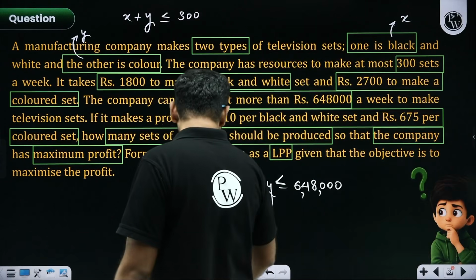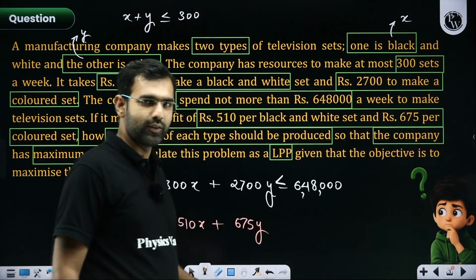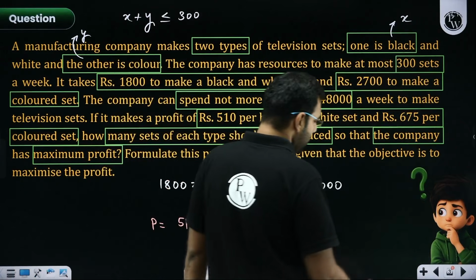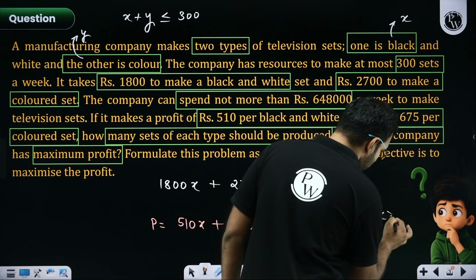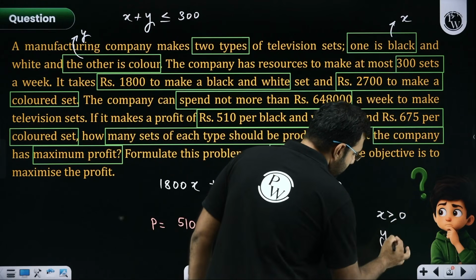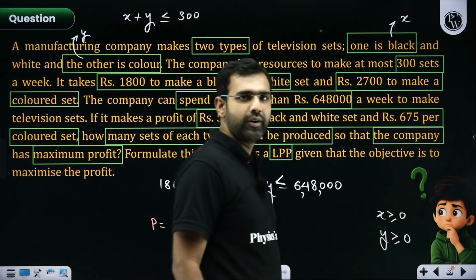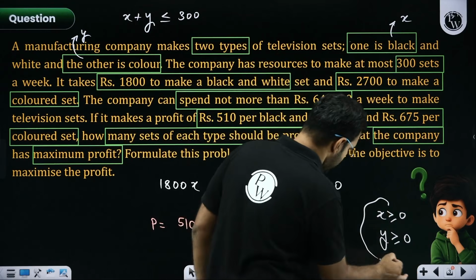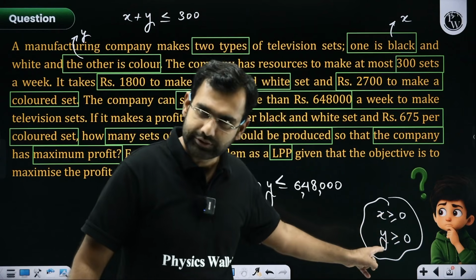First of all, the number of black and white and the number of color TV sets will be positive. It will not be negative, so it will be non-negative. So I'll say the number of black and white TV sets will be non-negative, and the number of colored TV sets will be non-negative. So I have one condition from here, which clearly tells me that I'll be in the first quadrant.